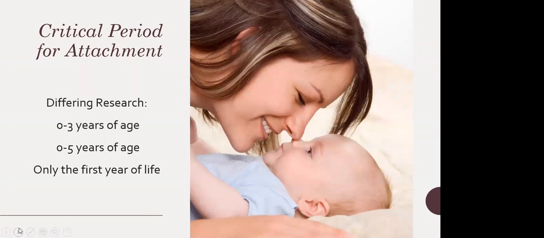This theory also suggests that there is a critical period for developing an attachment. Research differs on exactly what years are the critical period. Some say 0 to 3 years of age, others say 0 to 5 years of age, and some say only the first year of life. Personally, from what I've seen and researched, I believe that the first 3 years of life are the most important when forming attachment.